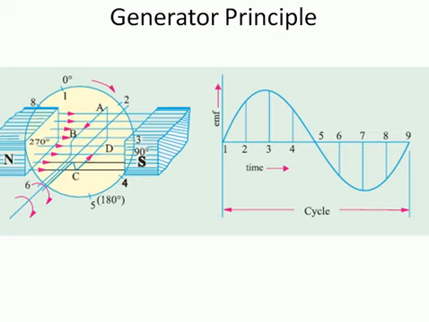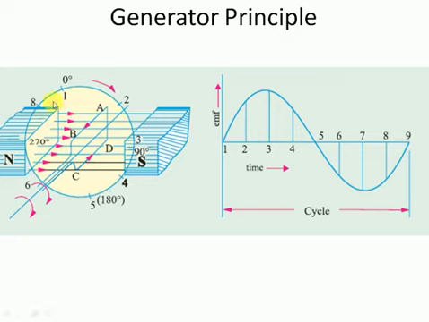Considering position 1, definitely the flux linkage will be maximum in nature, but from Faraday's law of electromagnetic induction we are very aware that the magnitude of induced EMF is indicated as E is equal to N into d phi by dt, where d phi by dt indicates the rate of change in flux linkage.